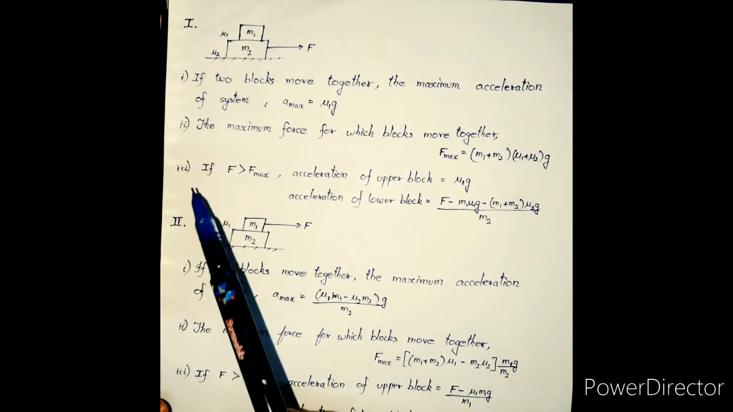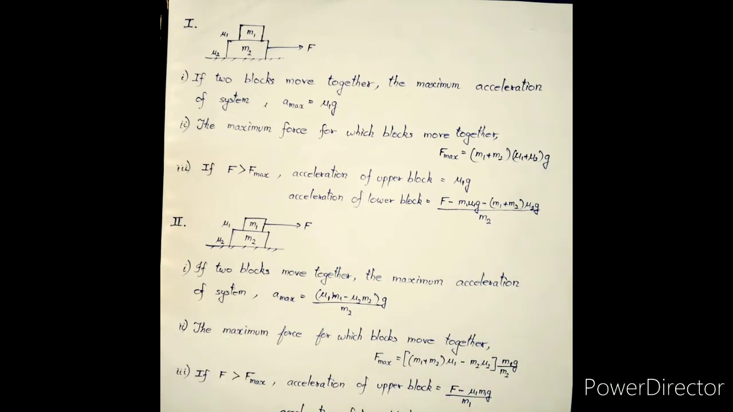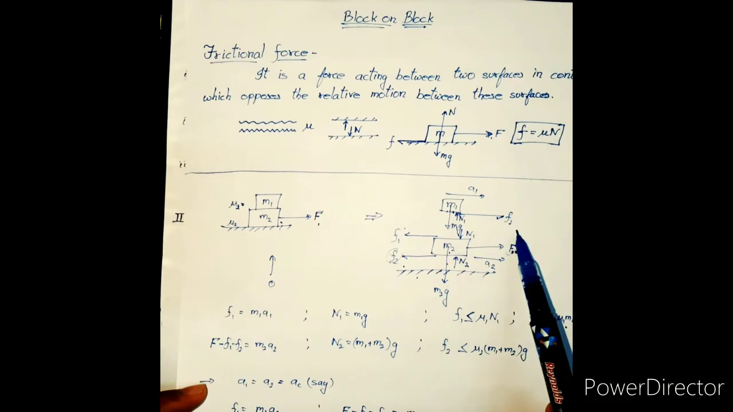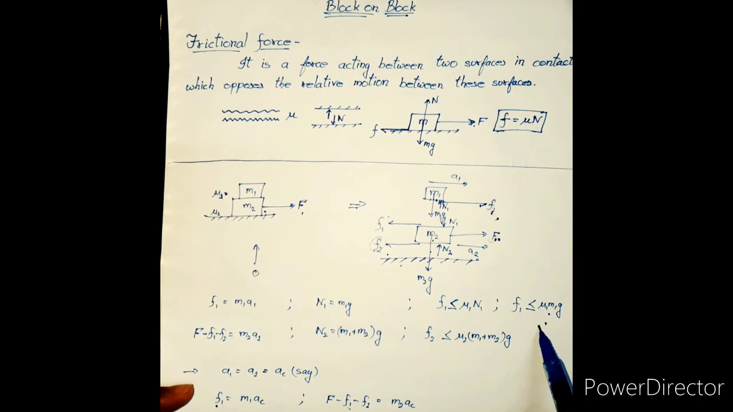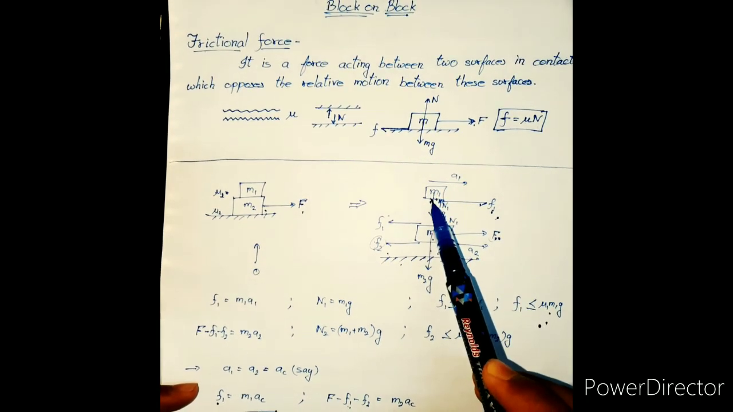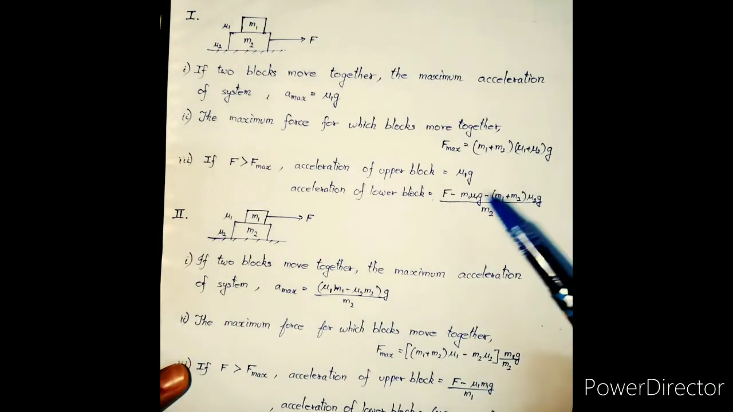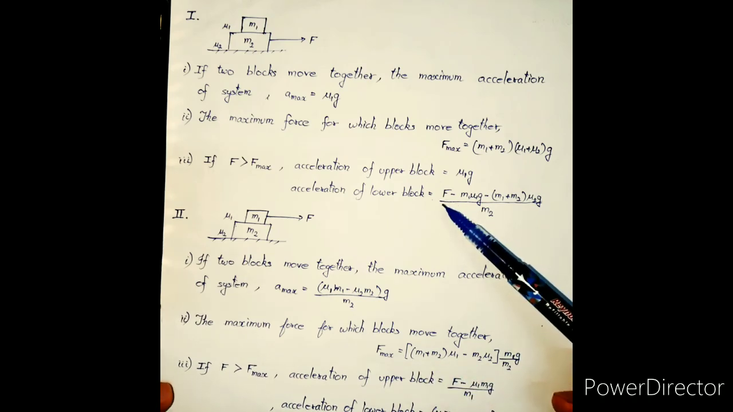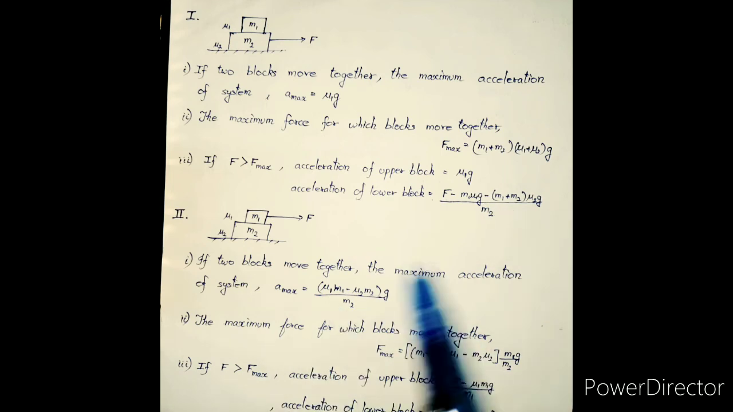And in case F is greater than F max, the acceleration of the upper block will be mu1g as it is. Why? Because the frictional force cannot be increased further. We can see that on the block M1 only F1 is acting, so F1 cannot be increased further. It is only mu1 m1g, so the acceleration of the upper block is limited because no external force is applied on the upper block. Okay, so we'll get mu1g, and for the lower block it will be F minus mu1 m1g minus (m1 plus m2) whole into mu2g, whole by m2.